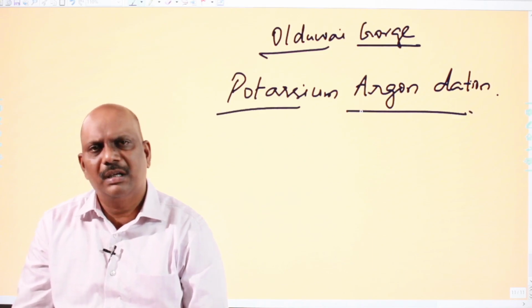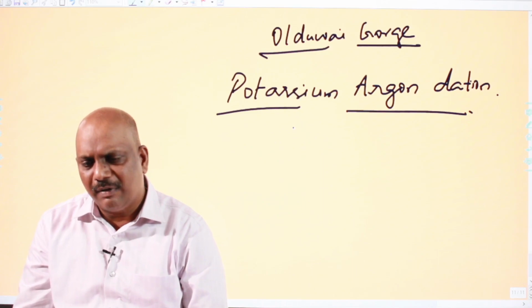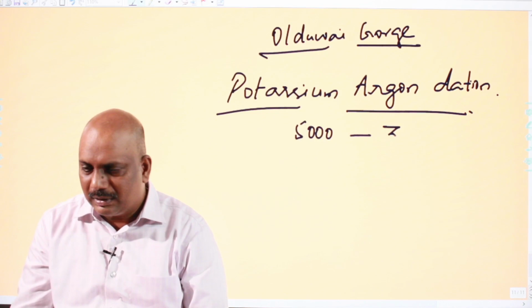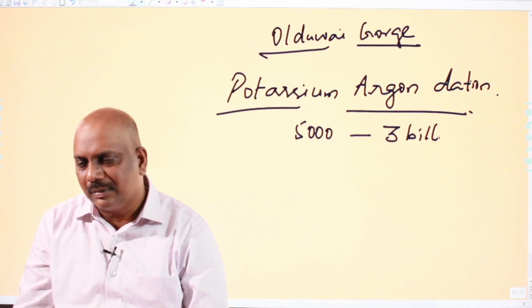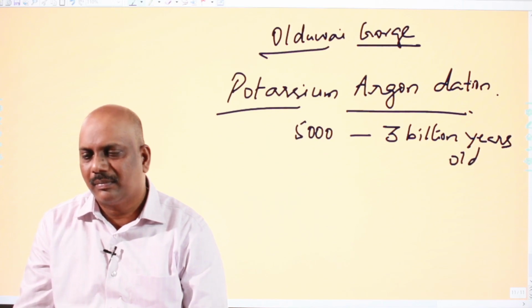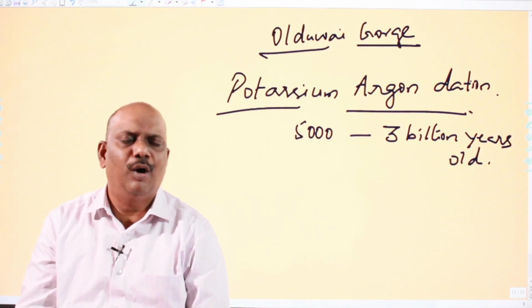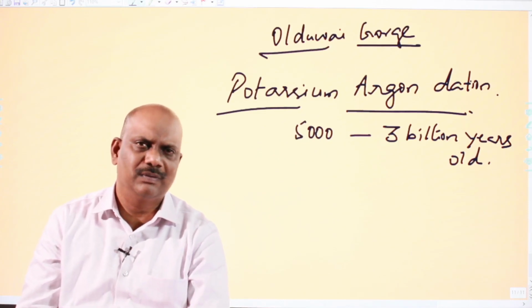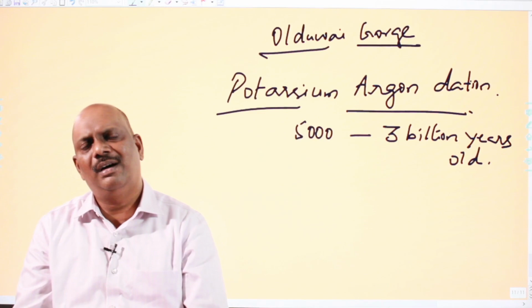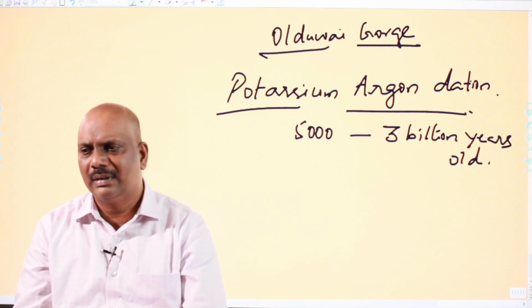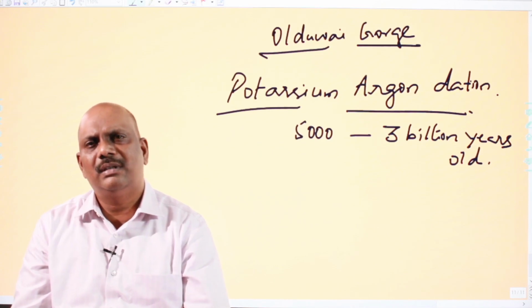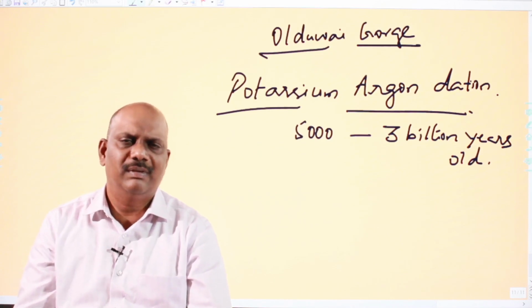The most important thing about this is this technique can be used to date fossils which are 5,000 years old and up to 3 billion years old. How old is our Earth? Our Earth itself is roughly around 5 billion years old, 5,000 million or 5 billion years old. This technique can be used to date fossils which are even 3 billion years old. So a very important technique, right?